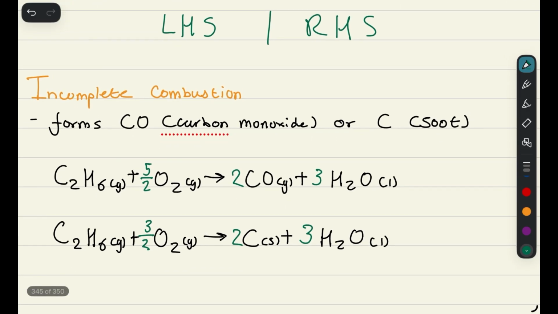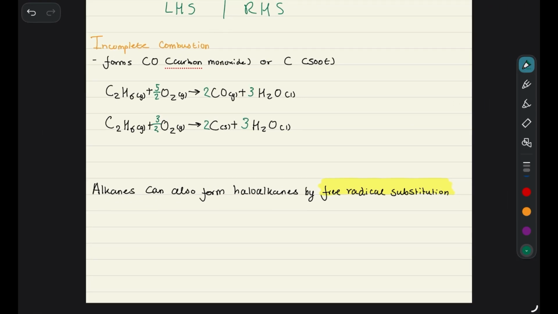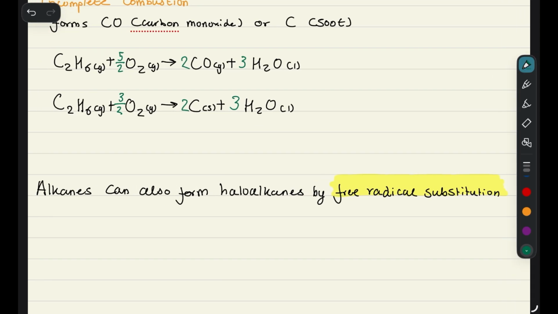Incomplete combustion as well can happen. So in incomplete combustion, we're forming carbon monoxide or soot. Yeah, carbon monoxide CO or soot C. And again, very similar thing. I've done those equations there. You can go back and check it if you want, but just make sure that you are comfortable with balancing those equations and knowing when we're having complete combustion or incomplete combustion. Now, the other big one with alkanes is they can form haloalkanes by a process called free radical substitution, which we're going to talk to in the next bit.